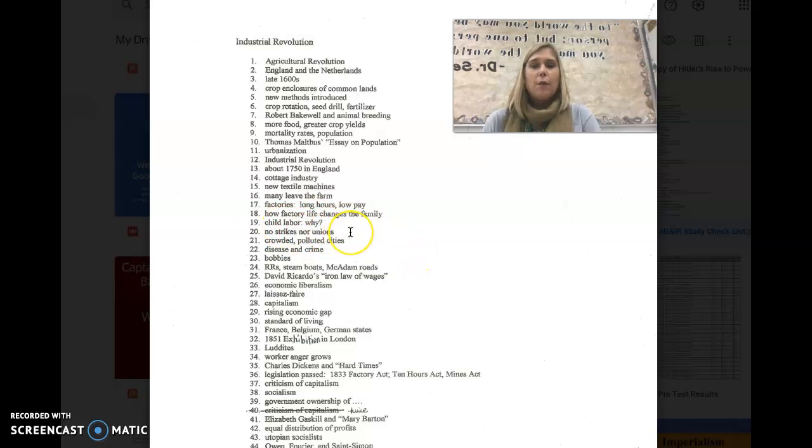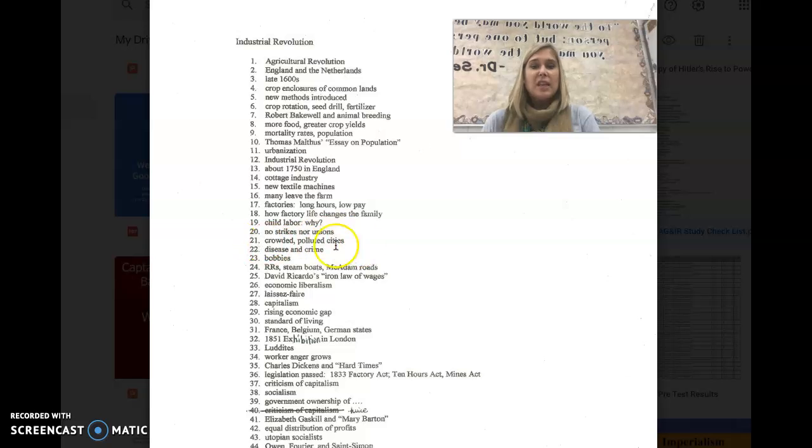Number 20, for many years, workers were not allowed to go on strike or join a labor union. Those were illegal activities. But I want you to add until 1824, because by 1824, these actions became legal.